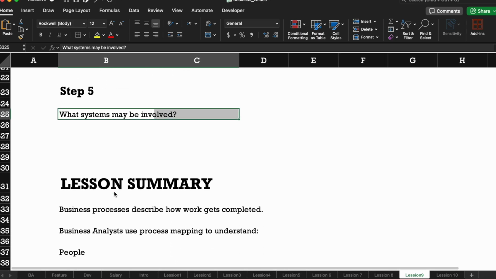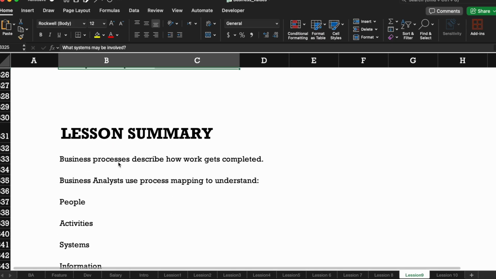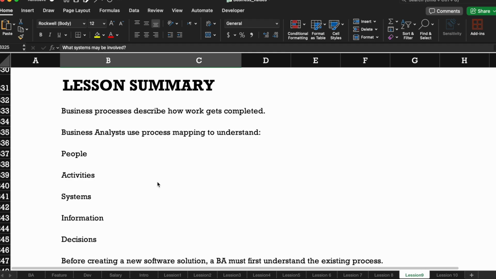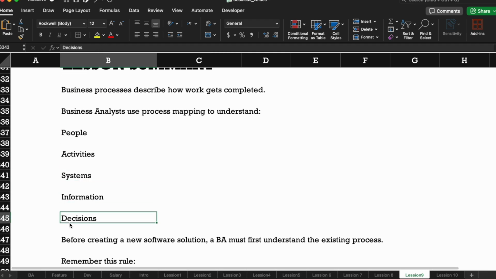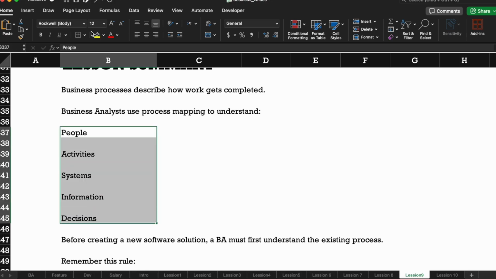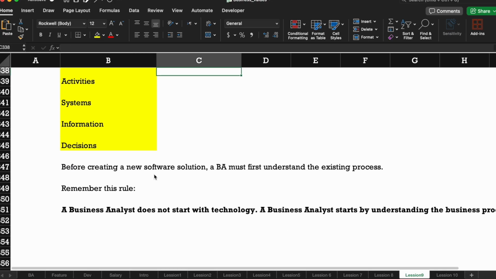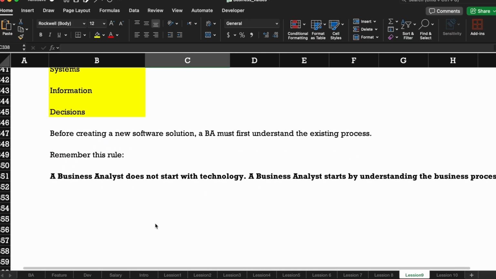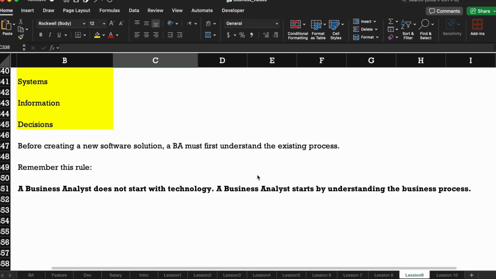Okay. Lesson summary. Business process describes how work gets completed. Business analysts use process mapping to understand people, activities, systems, information, decisions. So let me highlight all this. It's very important. And before creating a new software solution, a BA must first understand the existing process. Remember this rule: a business analyst does not start with technology. A business analyst starts with understanding the business process.